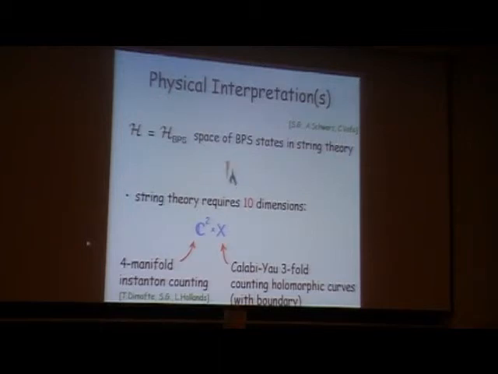So this problem and this particular geometry came into string theory and mirror symmetry motivated by realizing models of particle physics. Nothing to do with knots.